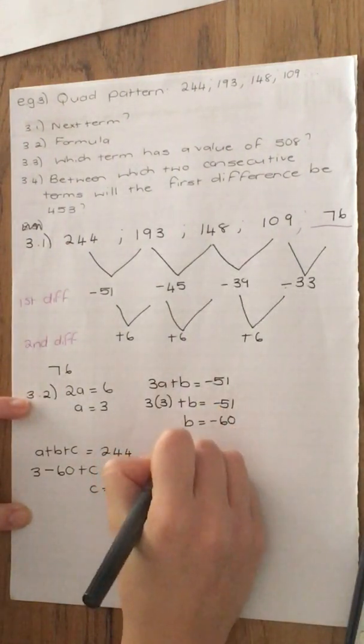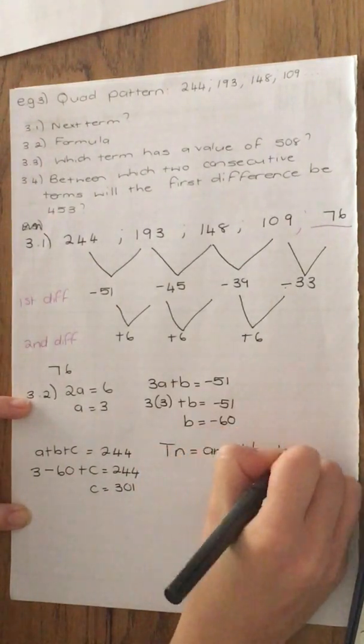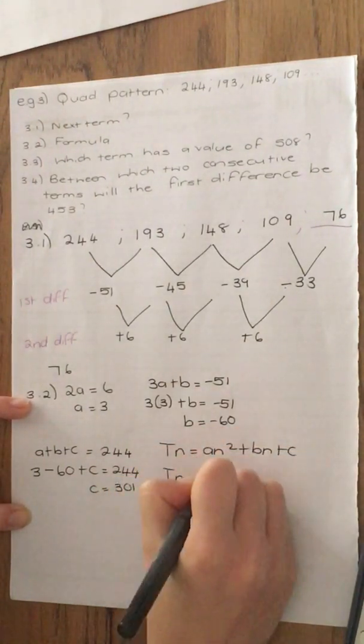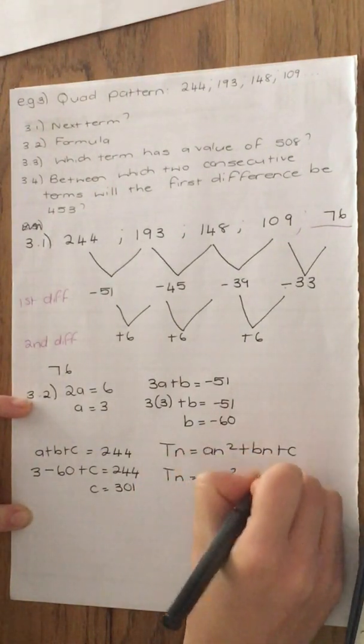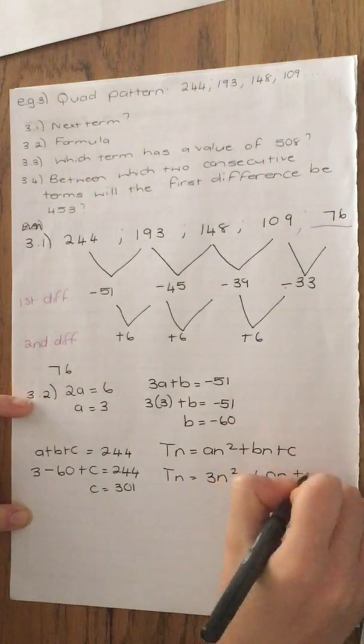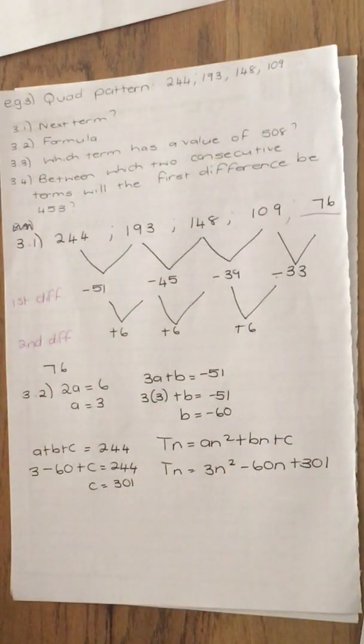So my final formula, Tn is equal to an squared plus bn plus c. We know that a is 3, so it's 3n squared. b is minus 60, so it's minus 60n. And c is 301. Okay, so that's your formula there.